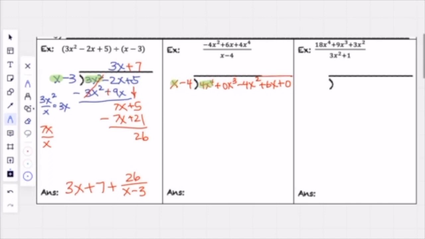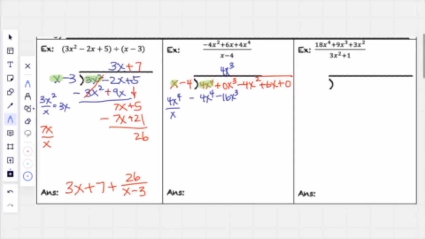So when I focus on those first terms, I'm going to start with 4x to the fourth divided by x. And I would be able to tell you that that's 4x cubed. So I'm going to place that on top of my division symbol above the x cubed place. I'm going to multiply that through. So 4x cubed times negative 4 is going to be negative 16x cubed. And 4x cubed times x is going to be positive 4x to the fourth.